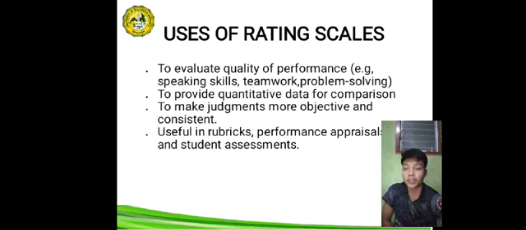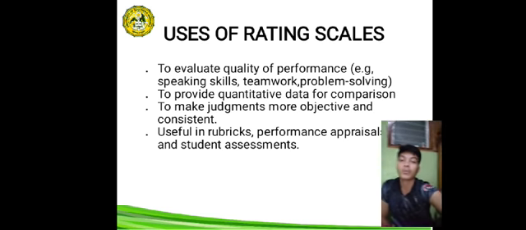Next, to make judgments more objective and consistent, ensuring that evaluations or decisions are based on clear, measurable criteria rather than personal opinions or bias, so that different evaluators can reach similar conclusions about the same performance. Also, it is useful in rubrics, performance appraisals, and student assessments. They help measure the quality or level of performance in a consistent and objective way.